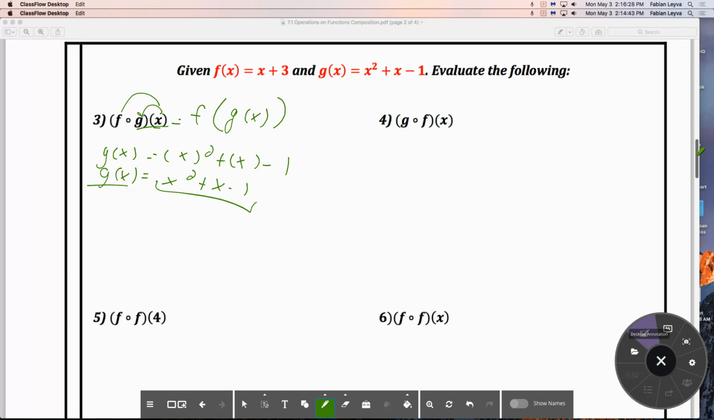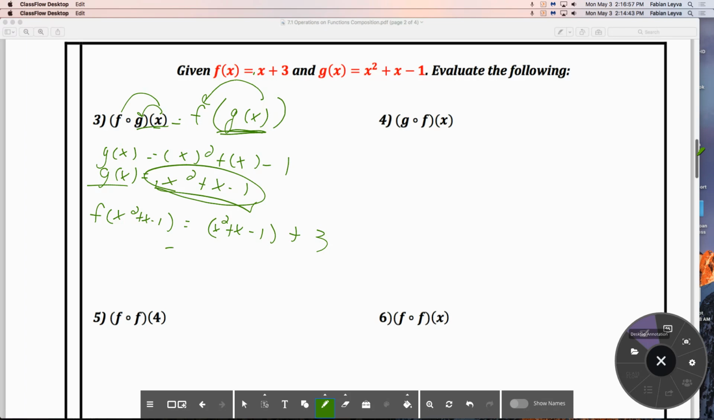All right. We know what g of x equals. It's equal to all this stuff. What are we going to input that into? The f function. Where's your f function? It's here. F of whatever x is going to be equal to whatever x is plus 3. Now remember, you're plugging in g of x. What is g of x equal to? Hopefully everyone's saying x squared plus x minus 1, because it's literally just my original equation. And now you just got to simplify your life away.